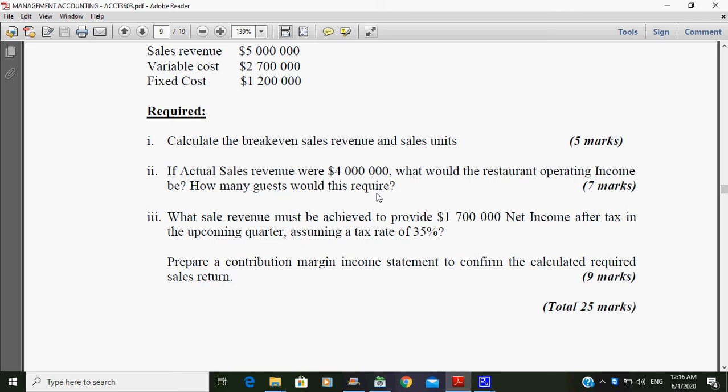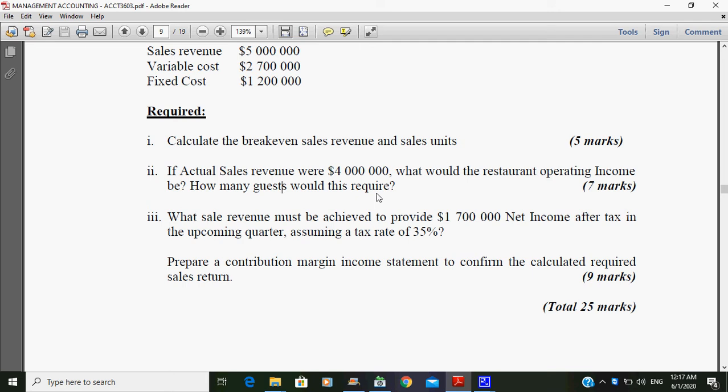Good. All right. Now, first thing is first, we're going to have to draw up a format, right? Now, you want to find your operating income. So it will be sales less variable costs, and that gives you contribution margin, less fixed expenses, and that gives you what? Operating income.